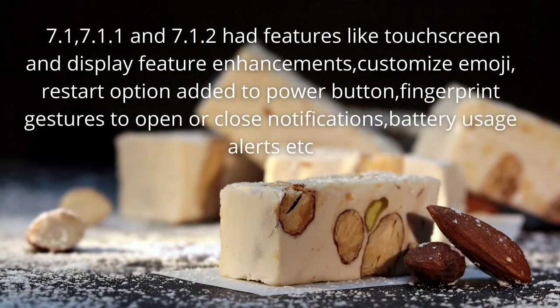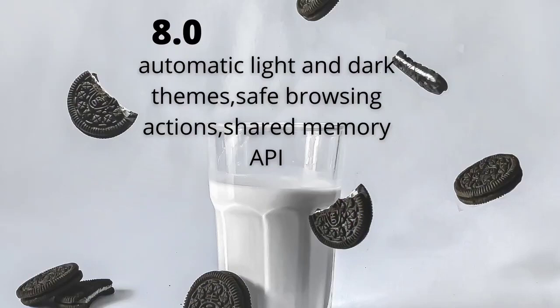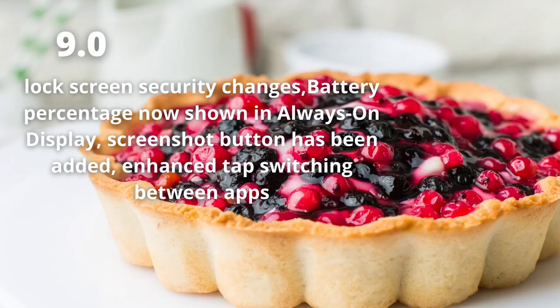In December 2017, the 8.0 Oreo version was released with features like automatic light and dark themes, safe browsing actions, shared memory API, etc. In August 2018, 9.0 Pie was released with features like lock screen security changes, battery percentage now shown in the always-on display, a screenshot button, enhanced tap switching between apps, etc.